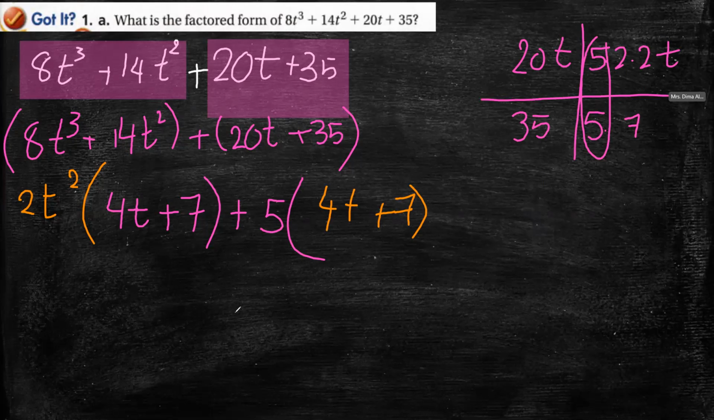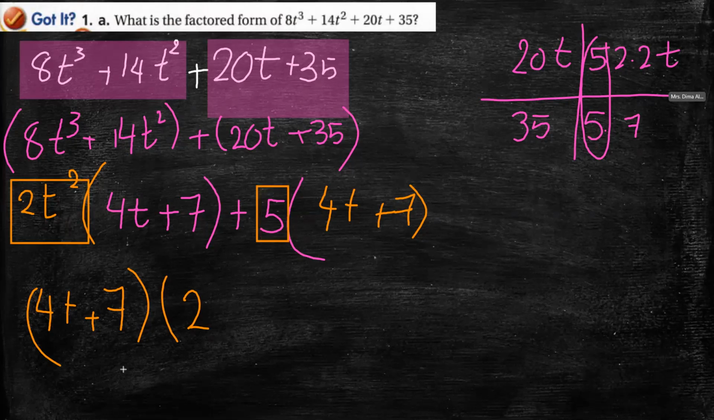Then after that, as I told you before, let's take 4t plus 7 as a common factor. Then let's take 2t squared plus 5 in the second bracket. So in this way, we factored a cubic polynomial into 4t plus 7 times 2t squared plus 5.